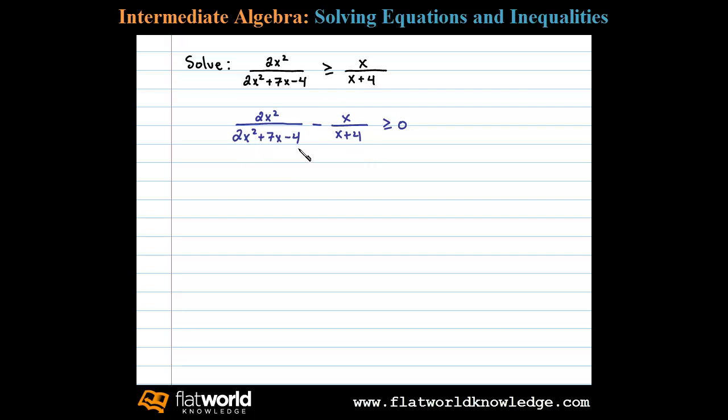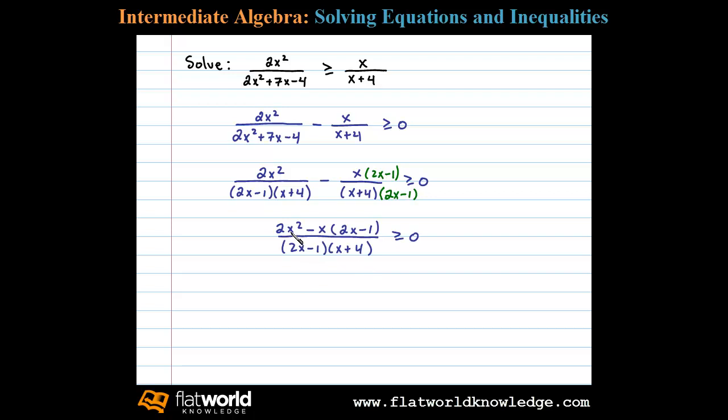Let's begin by factoring this denominator. And we can see here that the LCD, the common denominator, is going to be 2x minus 1 times x plus 4. So we'll multiply numerator and denominator of this second algebraic fraction by 2x minus 1. Now that we have a common denominator, we can subtract the numerators and write the result over the single common denominator. And at this point, we can simplify the numerator by distributing the negative x.